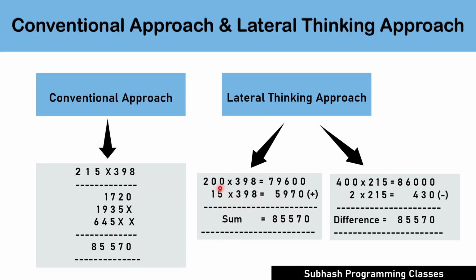The problem 215 multiplied by 398 can be looked at as 200 times 398 and 15 times 398 added together to get the final result of 85,570. Or the same problem can also be solved mentally as 400 times 215 and subtract 2 times 215 from it to get the final answer as 85,570. Both these approaches help students to calculate the answers mentally without the use of any devices, including pen and paper.